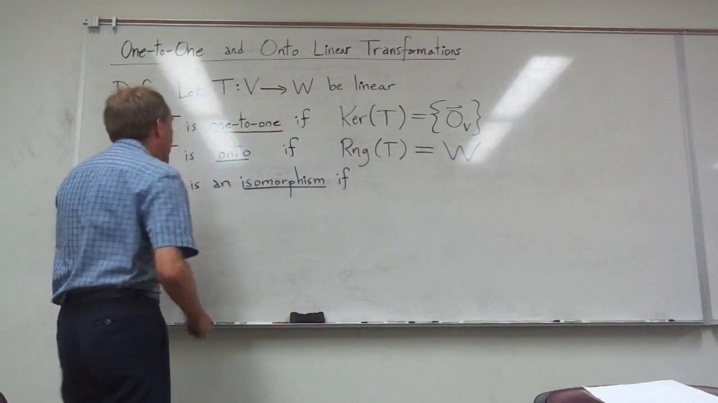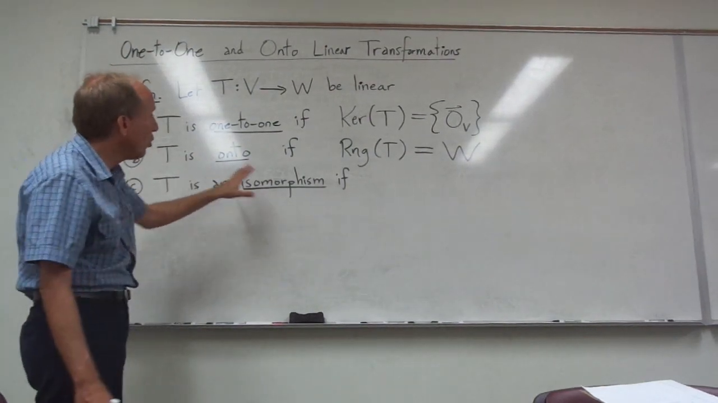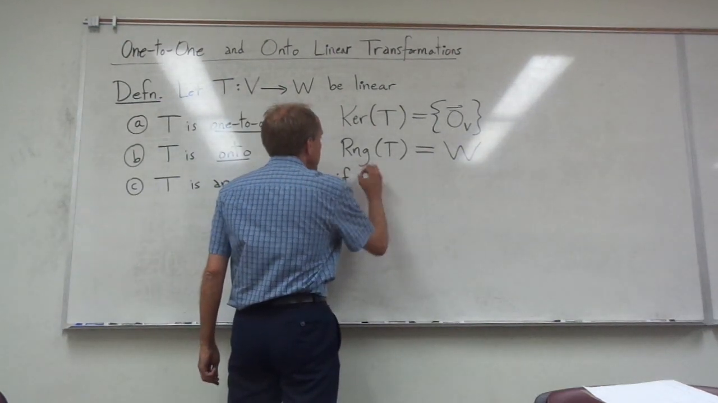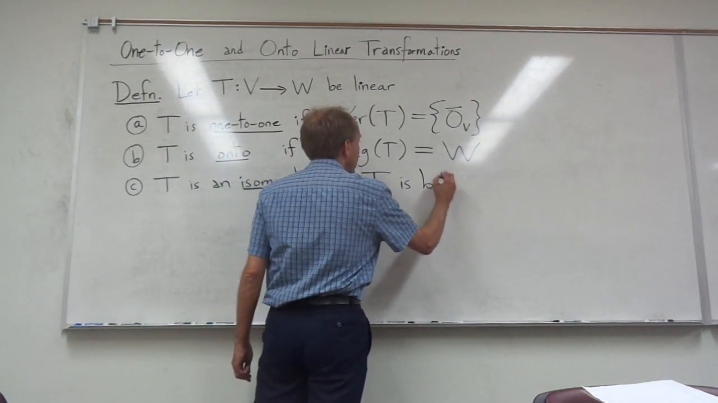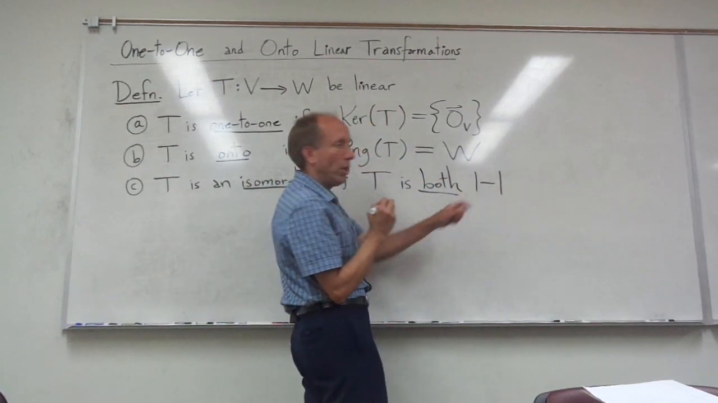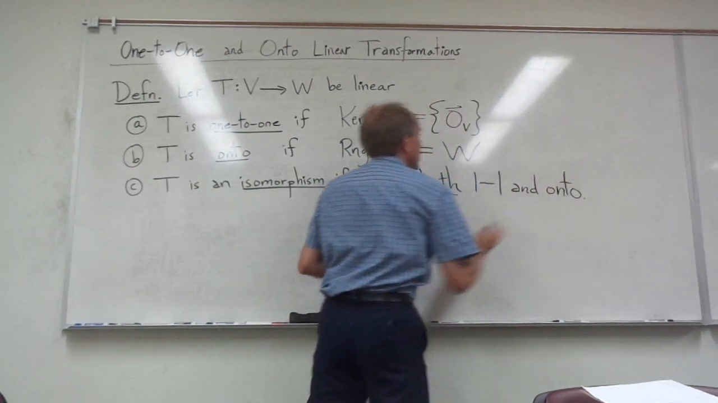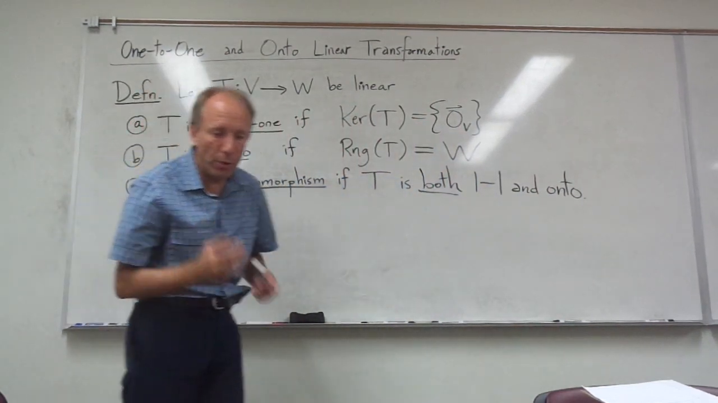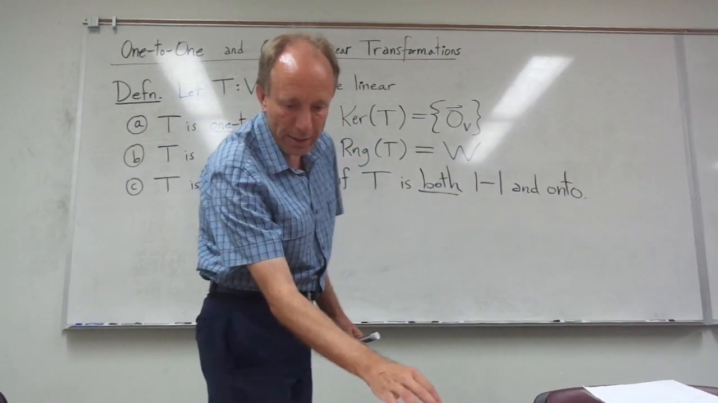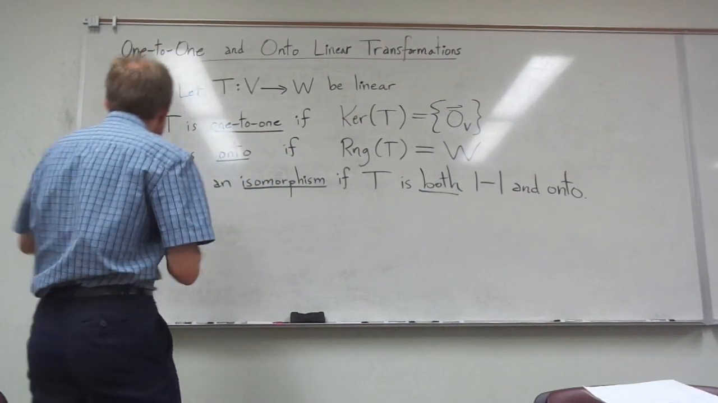And finally, another term that's related to this is the idea of an isomorphism. T is an isomorphism if T is both one-to-one, which I often abbreviate just 1-1, and onto. So if the transformation is both one-to-one and onto, then it is an isomorphism. Okay, let's try an example.